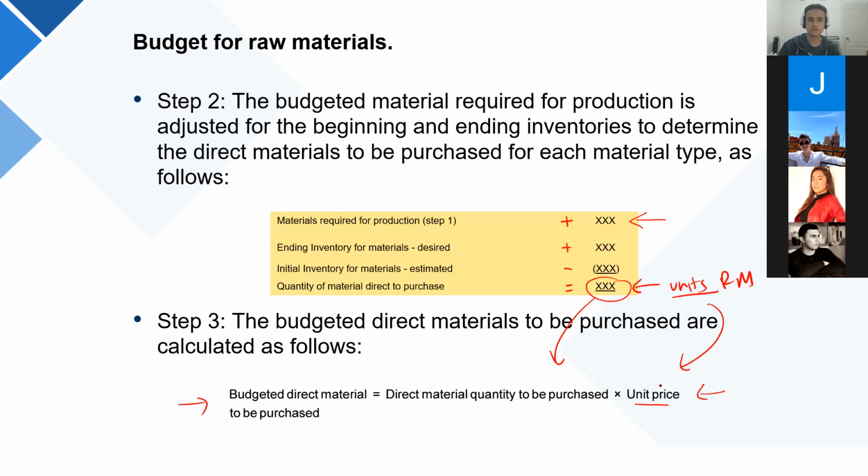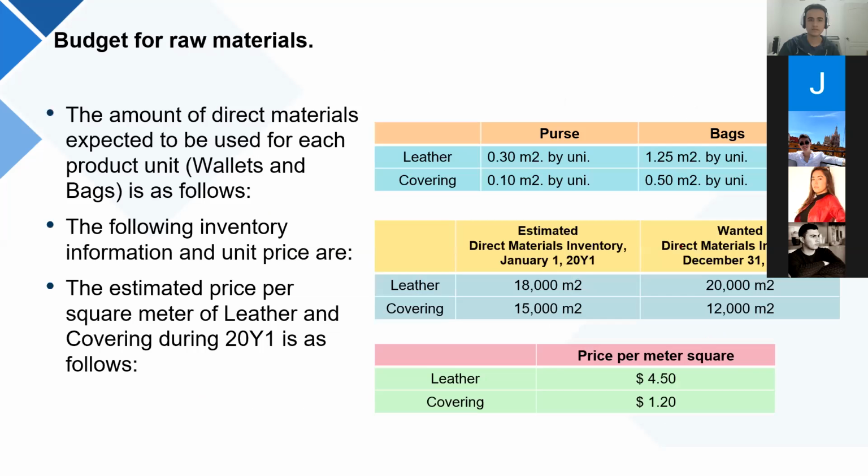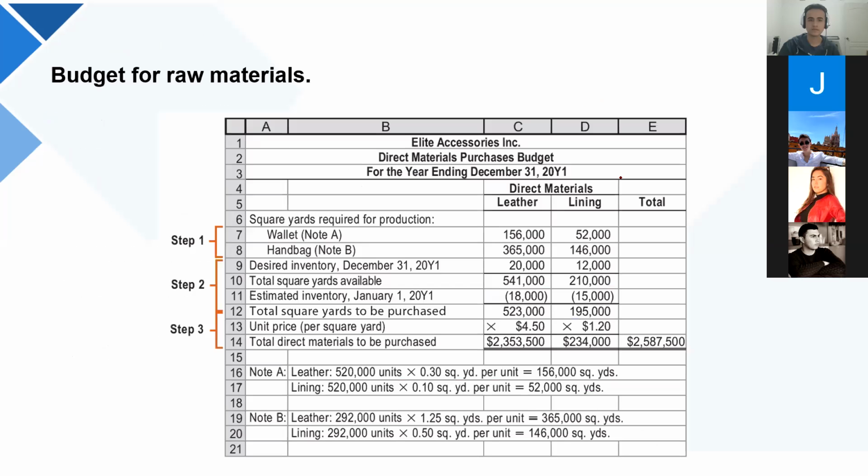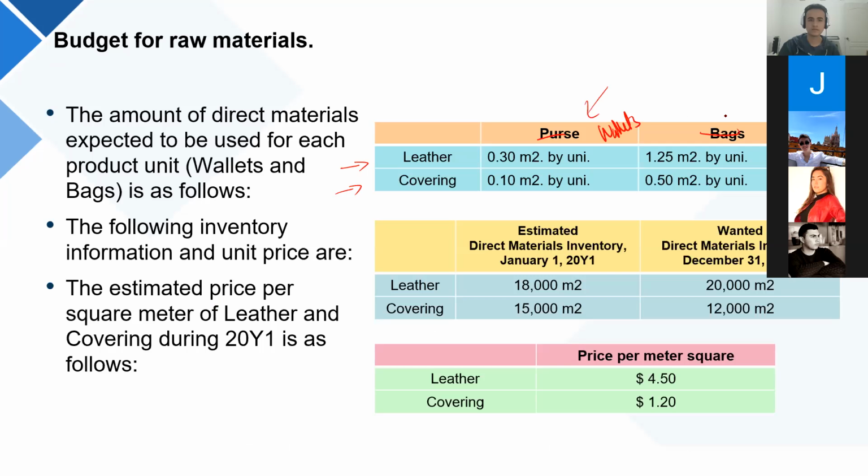So let's see an example with numbers, and then let's move to the breakout rooms so you can work on the case. So the first thing we need is the information. So here I have the materials I need per each type of product I have. So it's actually wallets. I'm sorry. Wallets and handbags, right? Yeah, and handbags.